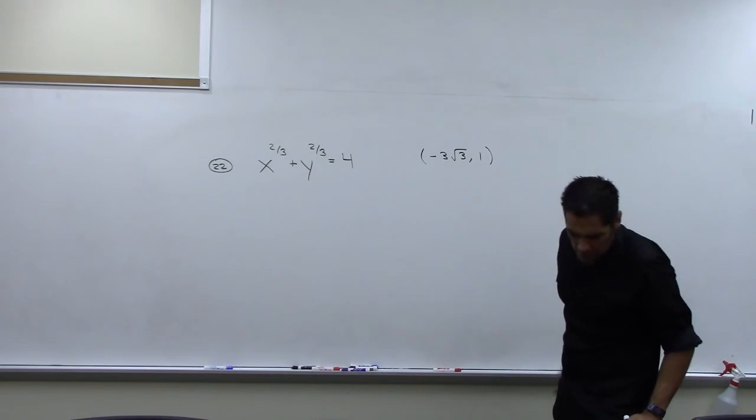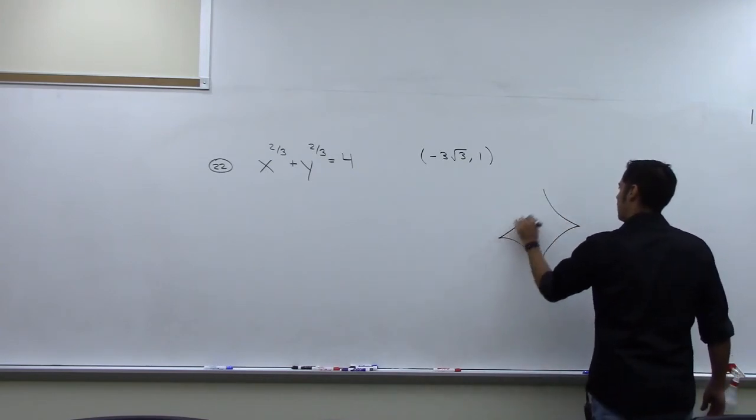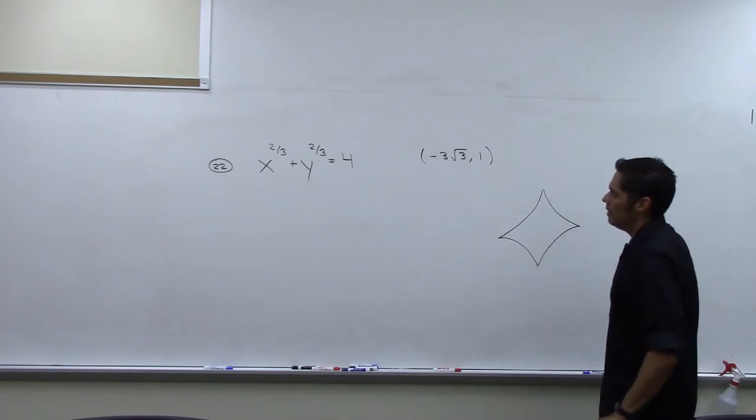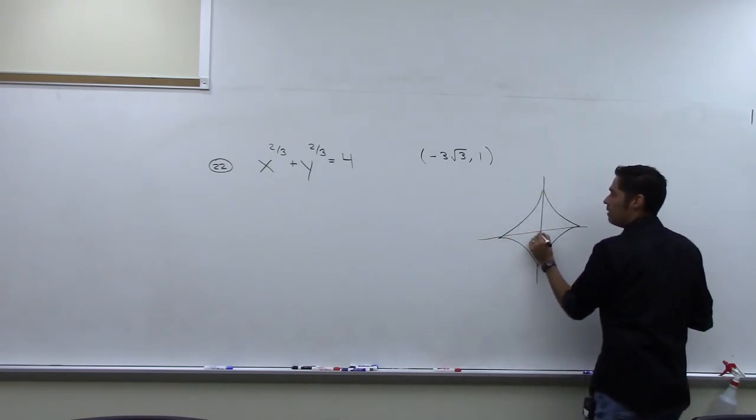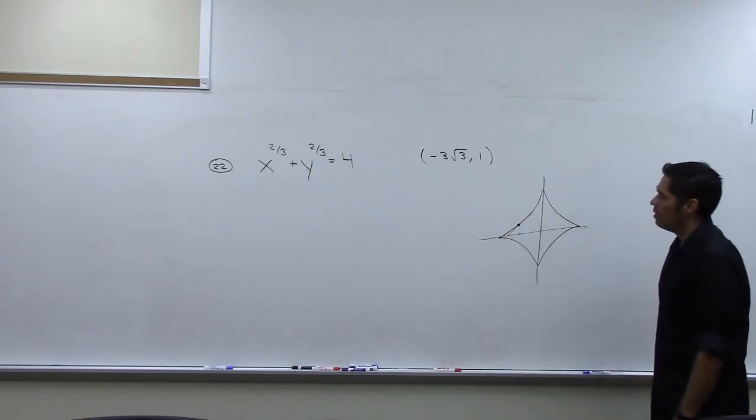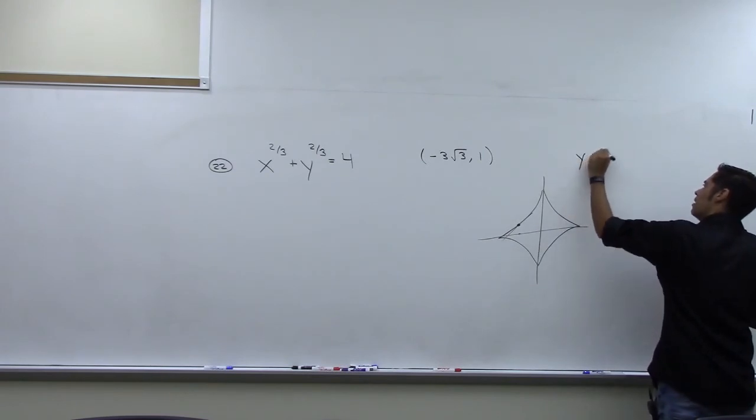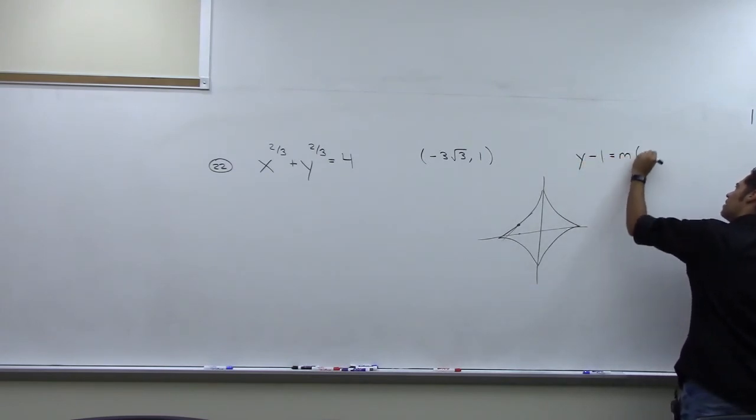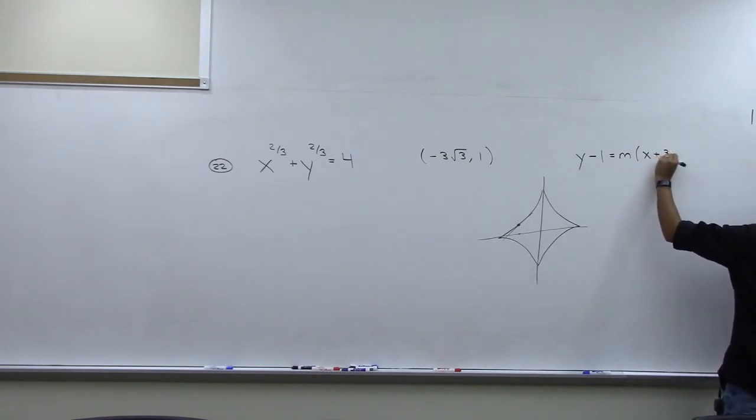And they even give you the graph of this. We call this an asteroid, like this. That's the graph of that. And so we're going like, this is a terrible graph. We're going like to negative 3 root 3, goes up to 1. We're trying to find the slope of the tangent line there. So I already know that the equation of the tangent line is y minus 1 equals m times x minus x1, which would be plus 3 root 3.